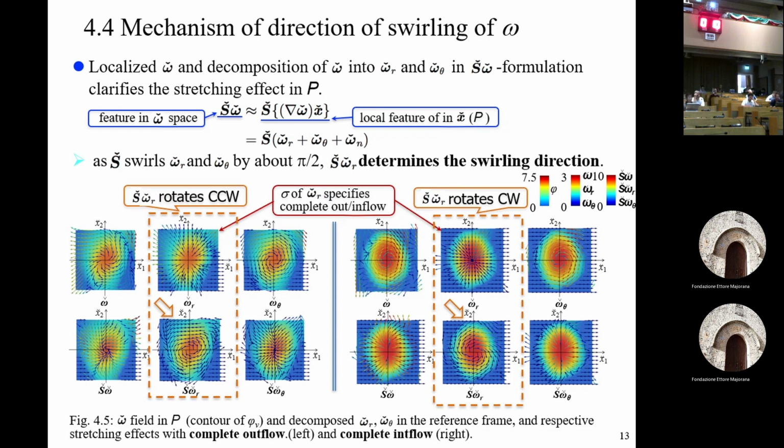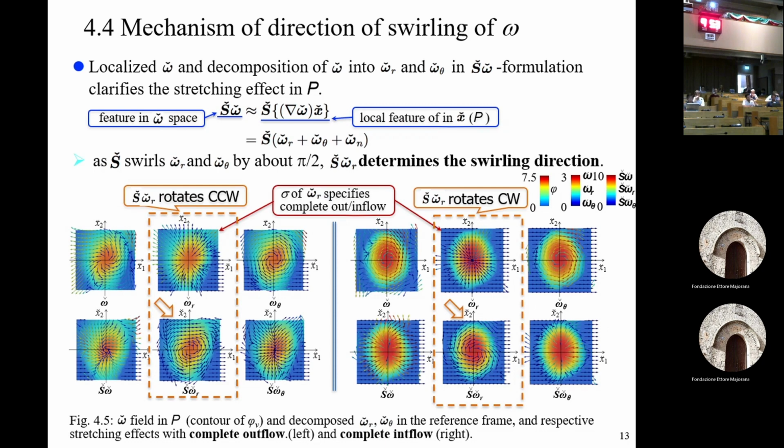And on the other hand, this figure shows another example of a vortex vector in a swirl plane and decomposed radial and azimuthal components, where the radial component has complete inflow. And if it has complete inflow, it has a vortex stretching effect to swirl clockwise. So this result shows clearly that the stretching effect of the radial component determines the swirl direction of the vortex lines.